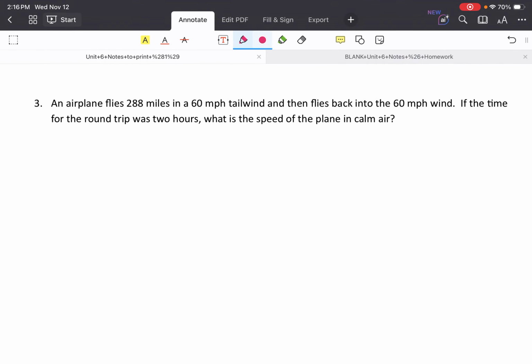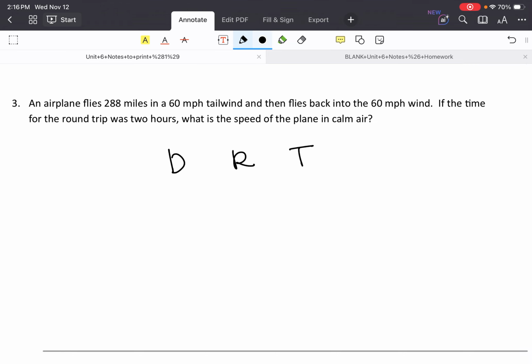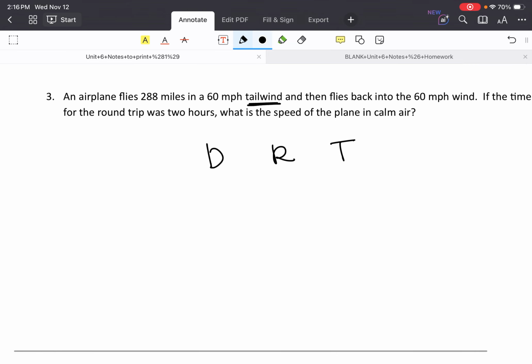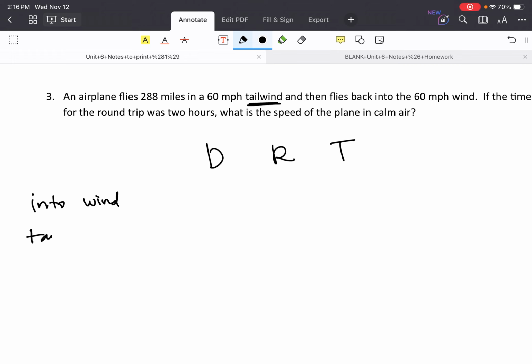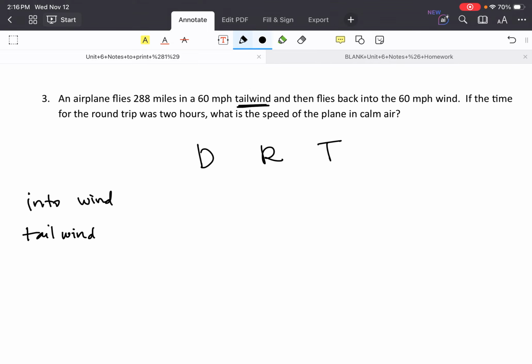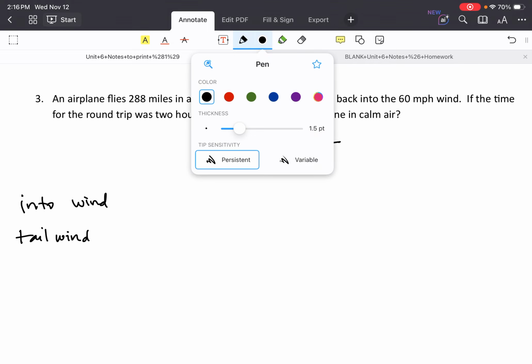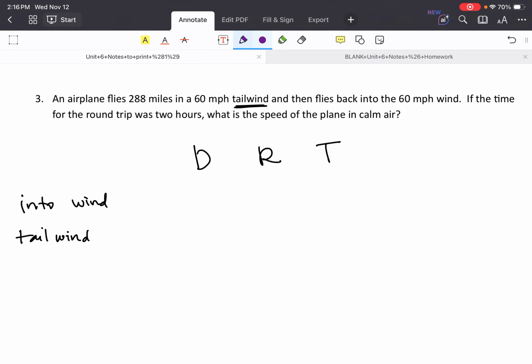Example number 3 also is a distance, rate, time question because we have an airplane flying. So we have distance, rate, and time. We have a tailwind here. So we have into the wind as one direction and tailwind in the other direction. The tailwind will push you faster. So it goes 60 miles per hour in the tailwind.